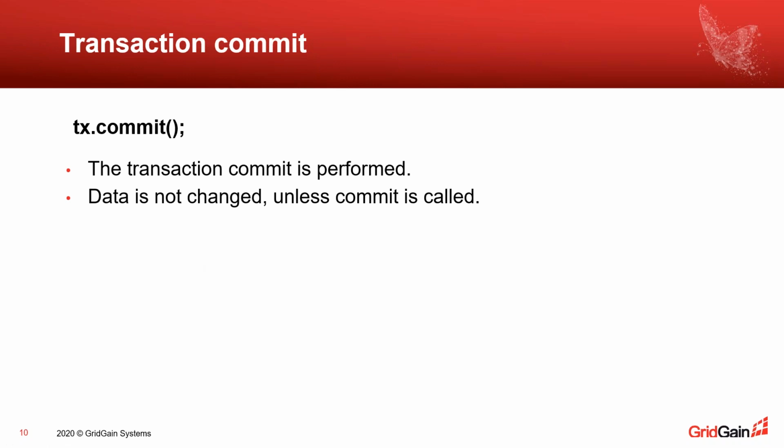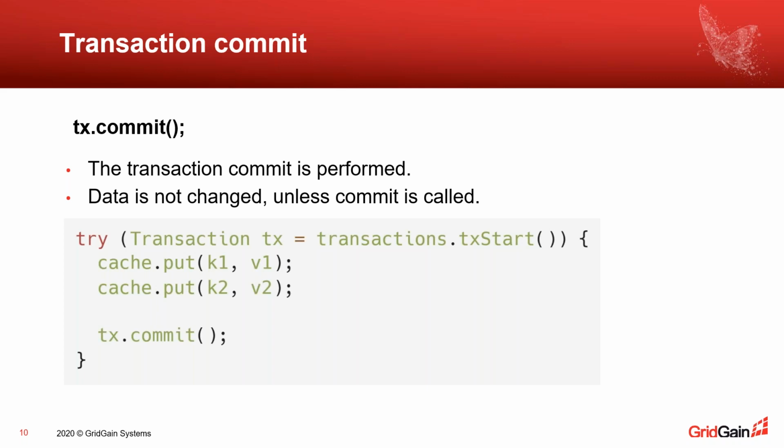And the second most important method is transaction commit. When you call commit, your transaction starts to perform the two-phase commit protocol, and you have to know that data is not changed unless commit is called. So here's the example where commit at the end of the transactional scope will cause the actual commit and data update. And if you didn't call commit, your transaction wouldn't be committed anywhere. So no data will be updated even though you have called some puts or removes in your transactional scope. So you have to call commit always.